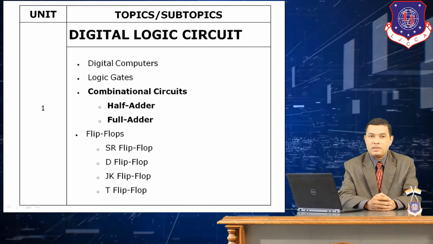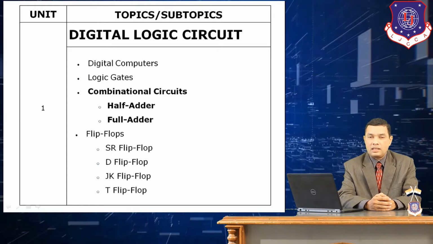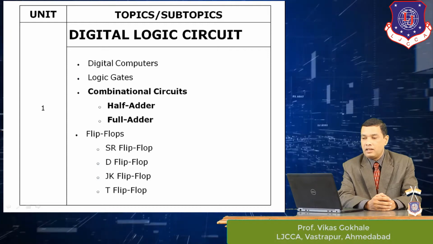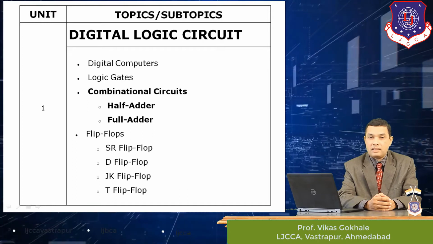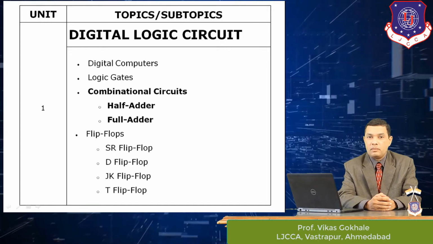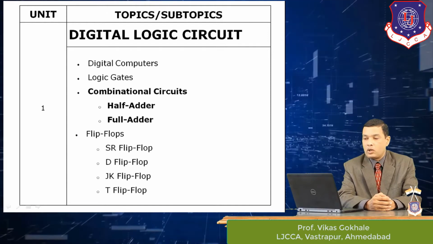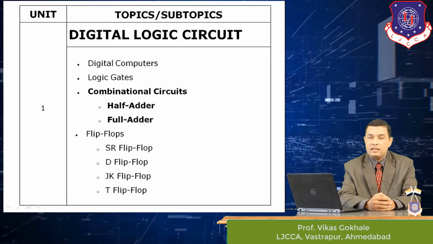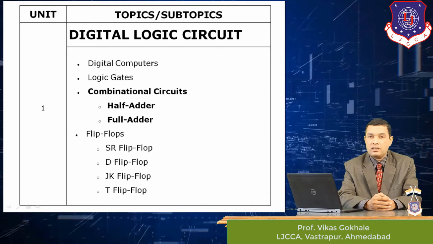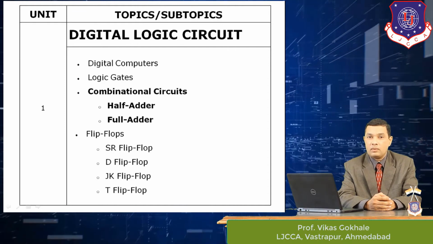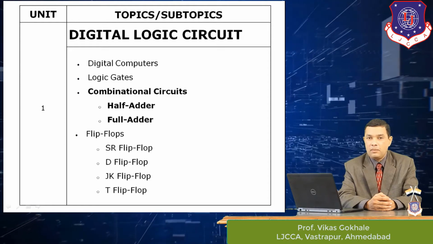In the computer organization subject, in the last session we had seen digital logic circuits. Inside it we had seen digital computers and logic gates. Now these various logic gates can be used for making various circuits. So we are going to see combinational circuits today. Many circuits can be created, but the main logic prevailing in the computer organization subject is the adding of binary bits. So we will see half adder and full adder circuits.